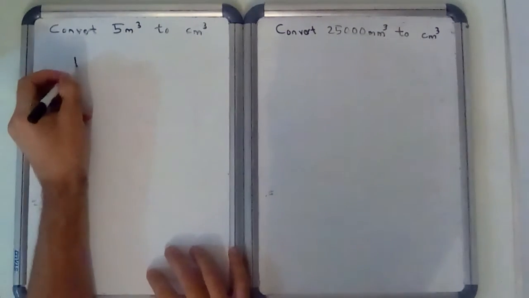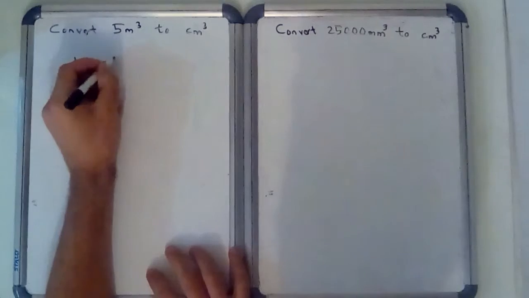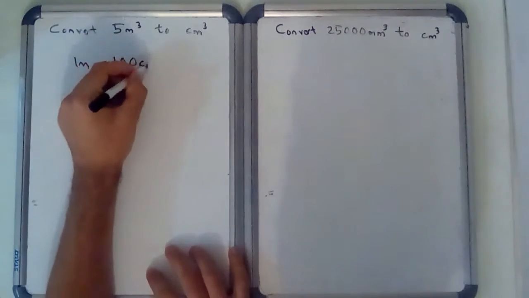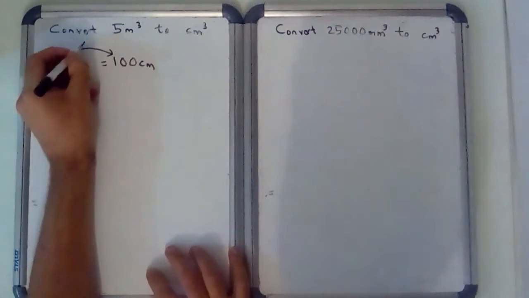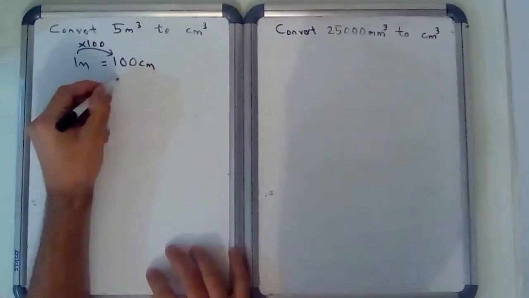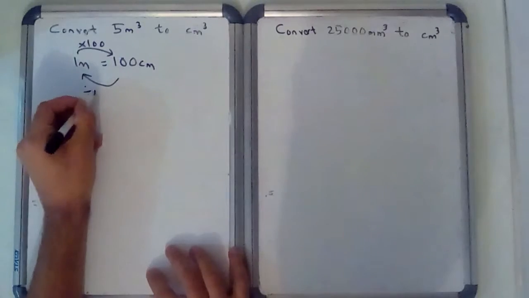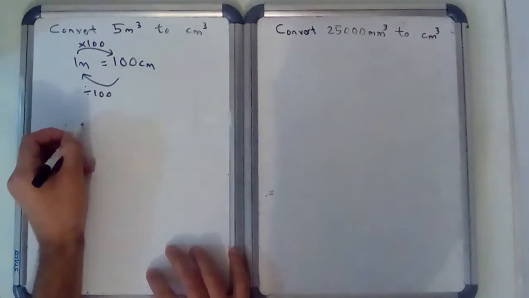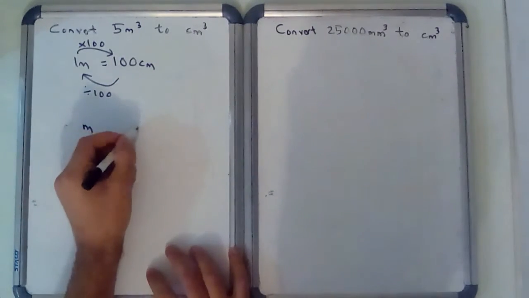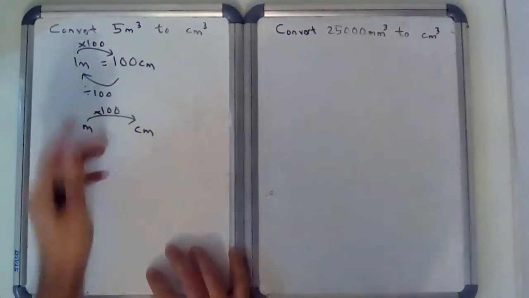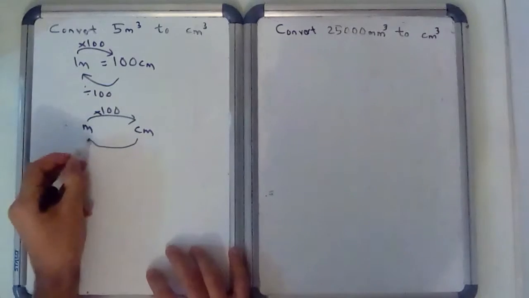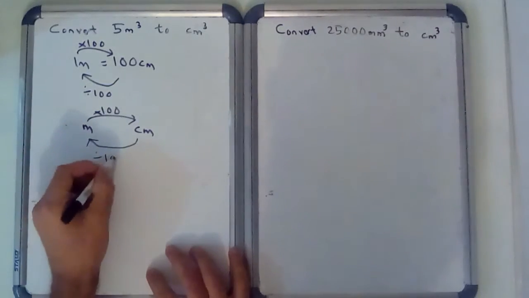So hopefully you should know that 1 meter equals 100 centimeters. That tells you that to go from 1 to 100, I times by 100, and to go from 100 to 1, you divide by 100. So to go from meters to centimeters, you times by 100, which will work for any amount, and to go from centimeters to meters, you divide by 100.